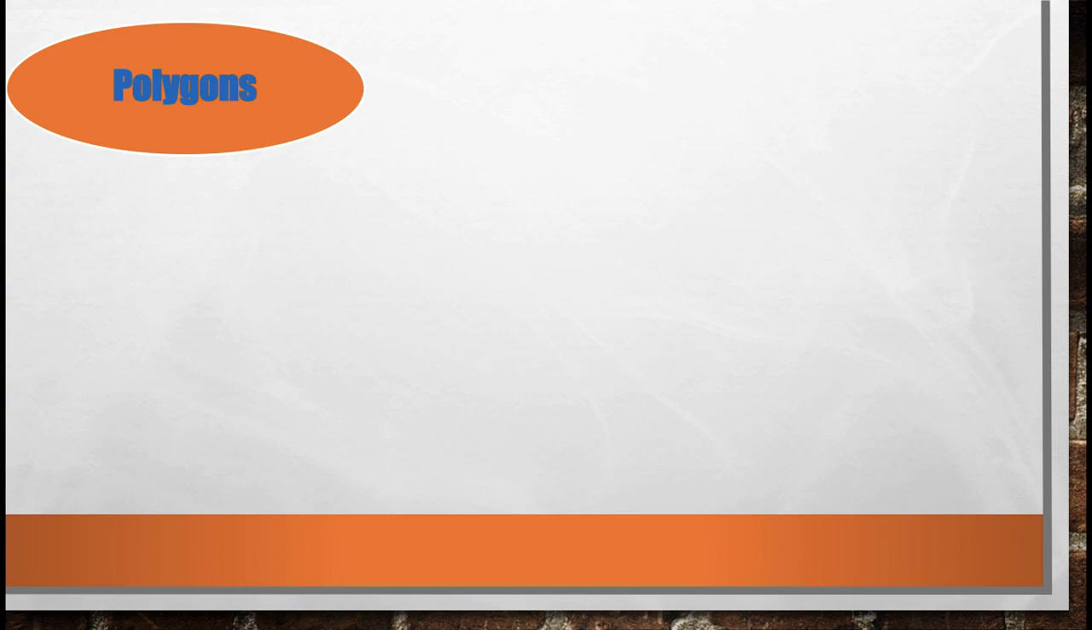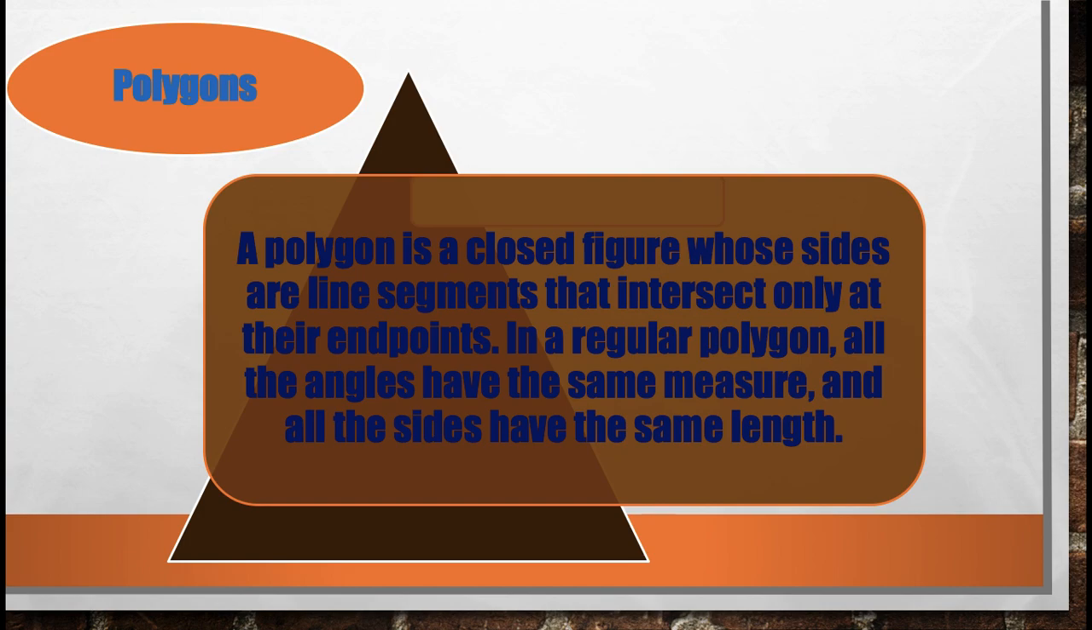Now we will start with a new subtopic for chapter 4: polygons. So what are polygons? A polygon is a closed plane figure whose sides are line segments, and that intersect only at their endpoints.